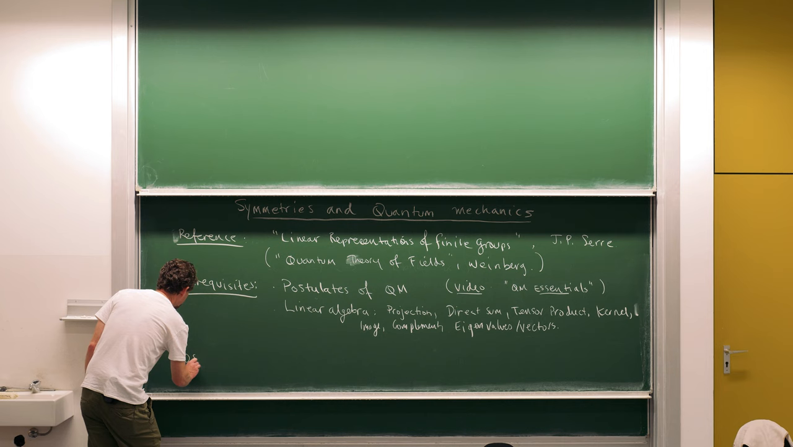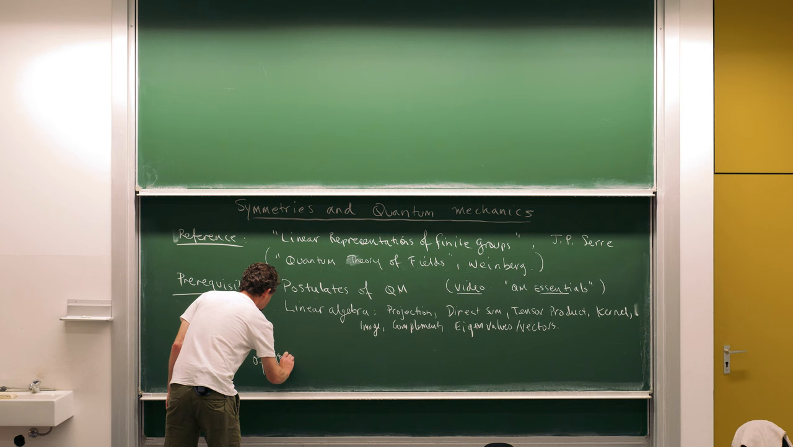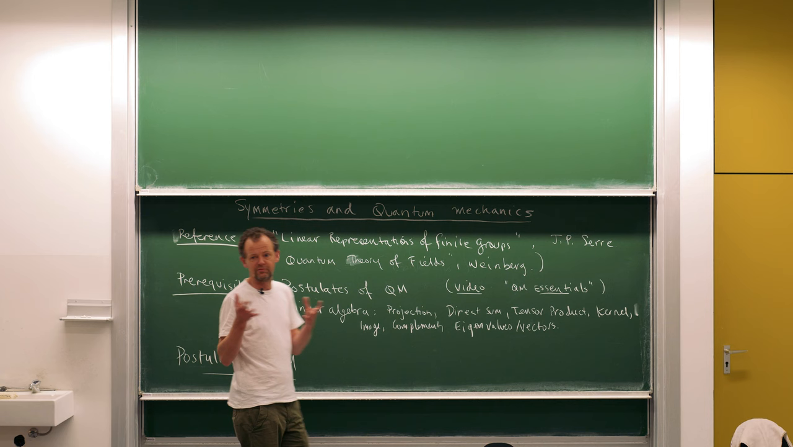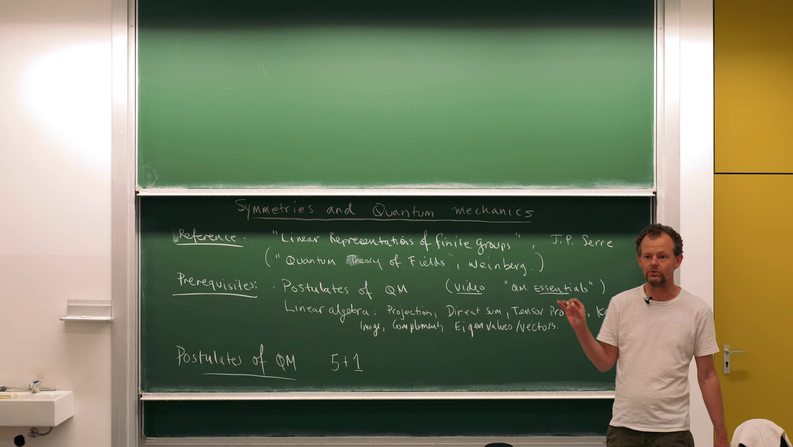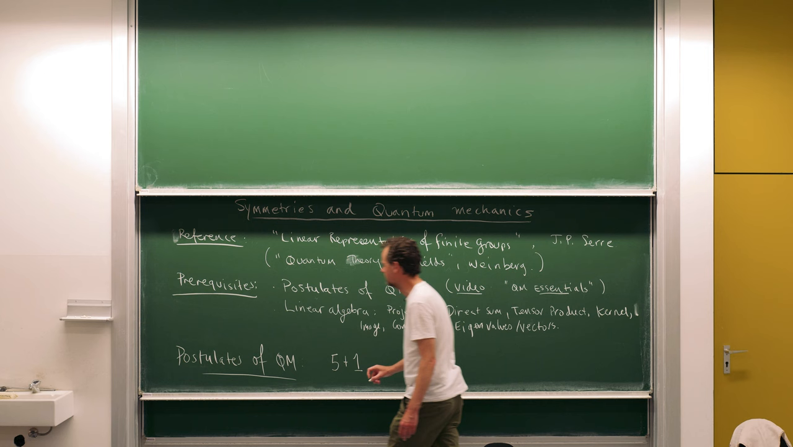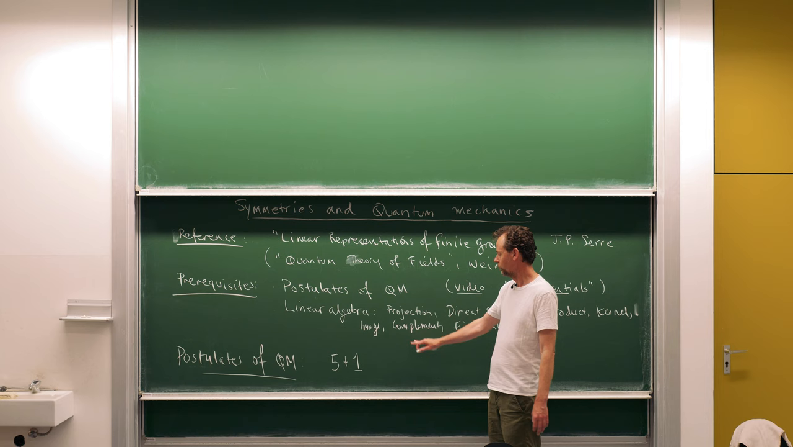So let's start with the postulates of quantum mechanics. According to the version that I like to present, there are 5 + 1 postulates. And I won't actually review them all, except to focus on two of them, just so that you know what I'm going to mess with. So the 5 postulates of quantum mechanics plus one have to do with kinematics and dynamics.